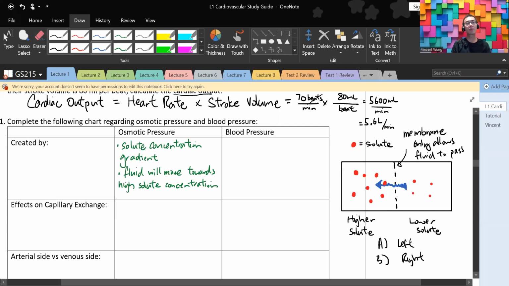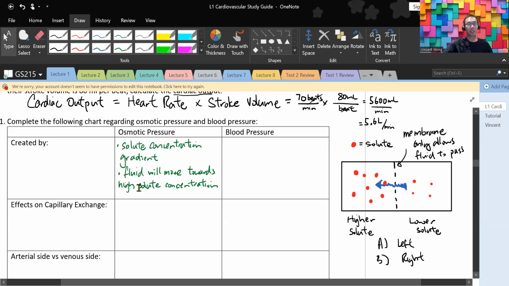Okay, I think some of you chose the right because you might be thinking, oh, the concept of diffusion tells us that things go from high concentration to low concentration, right? But the key thing here is that the membrane will only allow the water to move. It will not allow the red balls to move. So the water will move to the left and balance out the concentration. Does that make sense? I hope I have explained that okay.